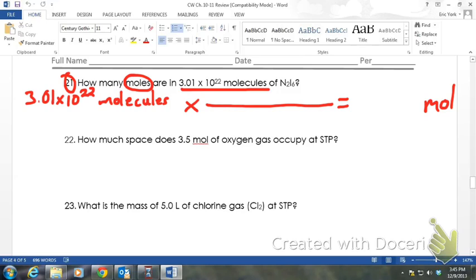Okay, molecules we want to put on bottom because we want them to cancel out. And moles we put on top because that's what we're wanting. So again, to compare moles to molecules, we use Avogadro's number, which says that 1 mole is equal to 6.02 times 10 to the 23rd molecules. So now we have our problem written out. We just have to do the math.